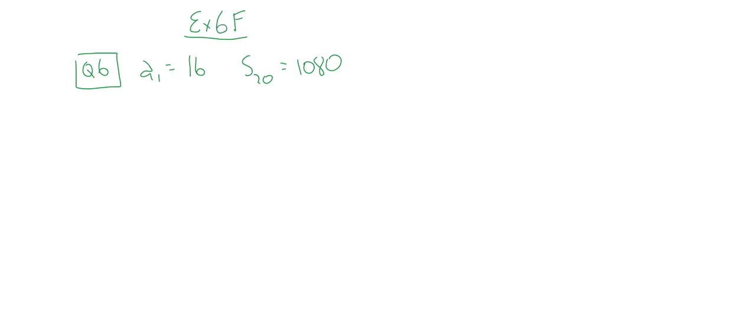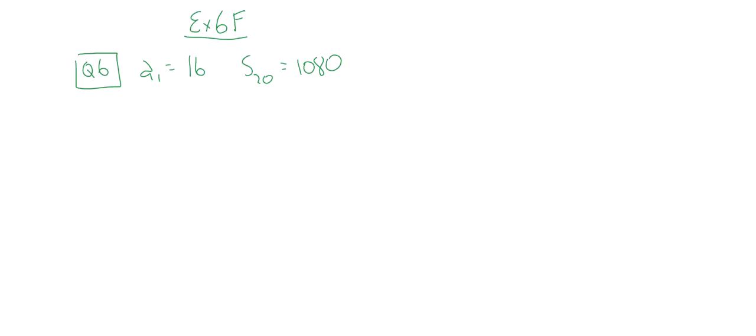This is exercise 6F and question 6. So we're given the information that the first term of an arithmetic series is 16 and the sum of the first 20 terms is 1080. This is the information we're given and we are asked to find the common difference of this progression.